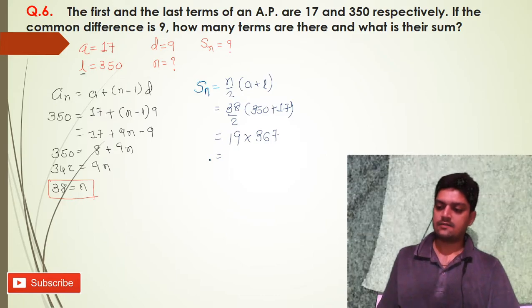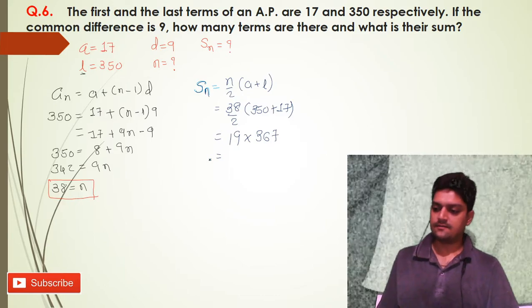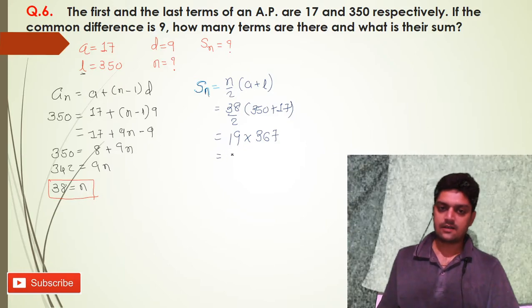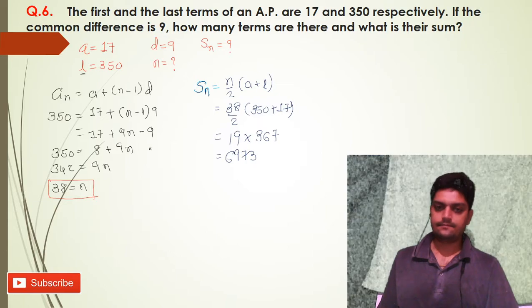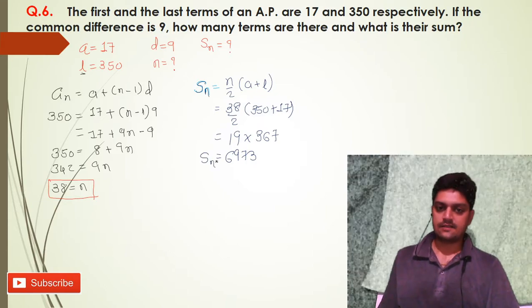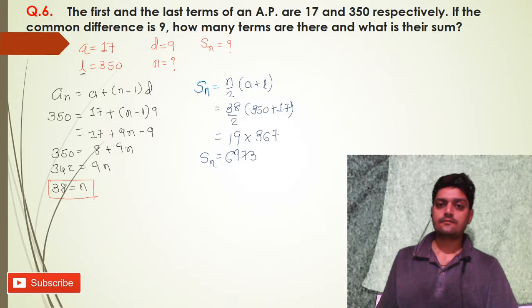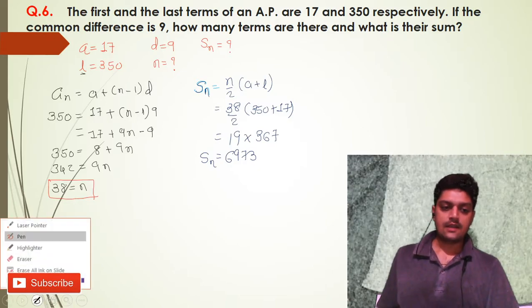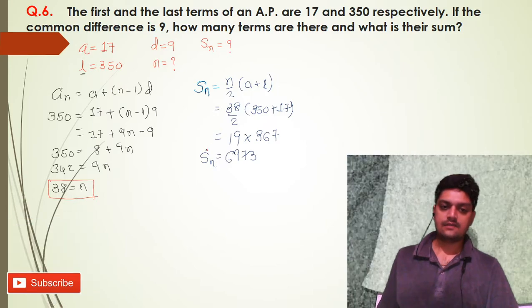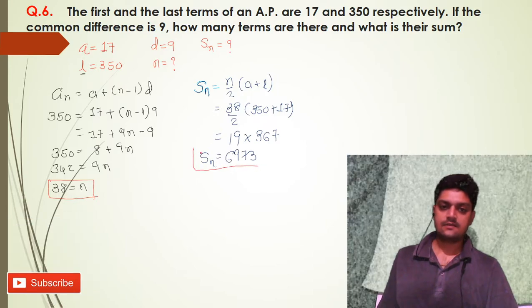So the answer will come 6973. So what will come here? 6973. So this is our second answer. Okay, that is 6973. So again I will highlight it because this is my second answer.